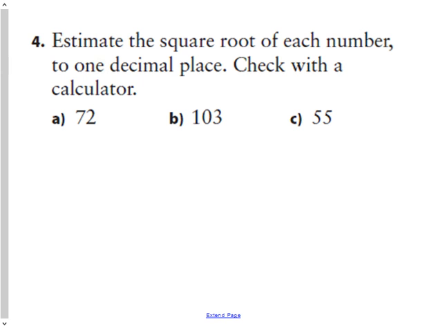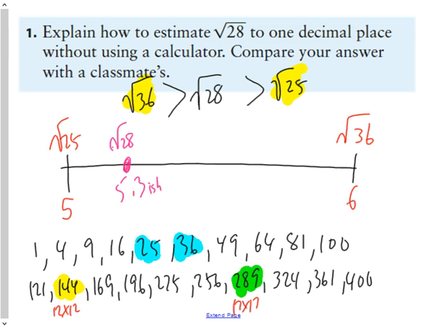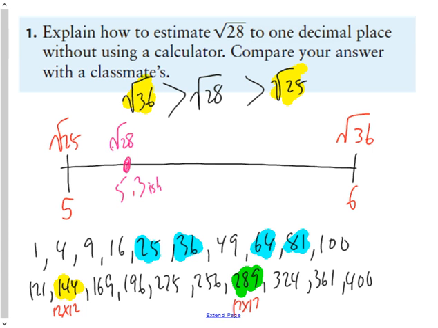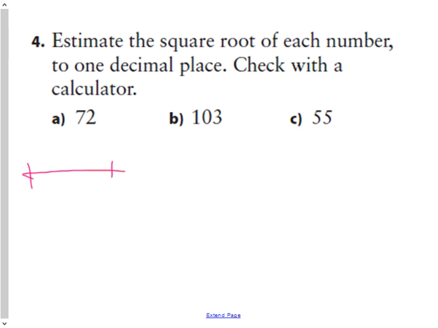Question 4 says estimate the square root of each number to one decimal place, then check with the calculator. So all of these require a number line. And if we go back to what are the perfect squares, I'll go back to this one right here. What are the perfect squares that 72 would be between? Since I've already written it here, 72 would be between 64 and 81. So I'd put the square root of 64 here, and the square root of 81 here, because that's where the square root of 72 would be between. This is 8 and this is 9. So I know the square root of 72 is going to be approximately equal to 8 decimal something.